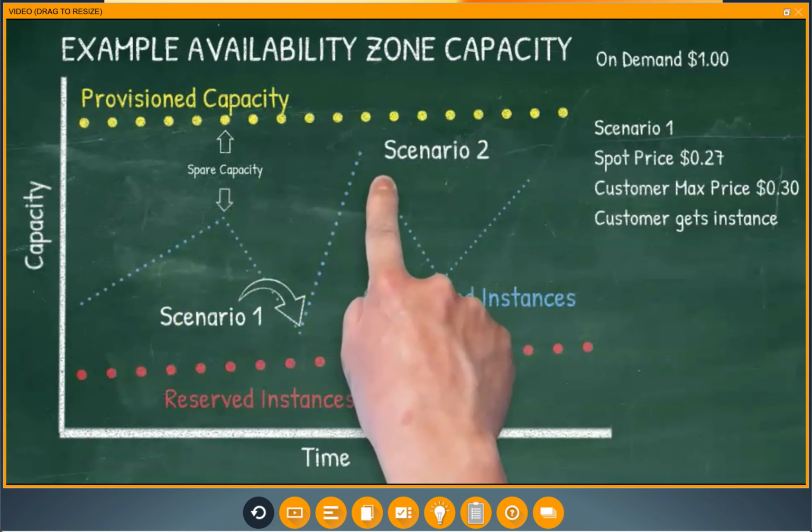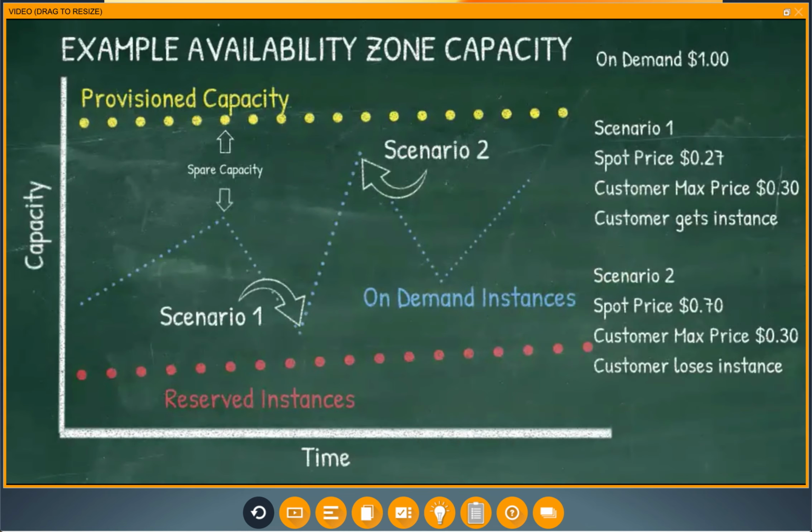In scenario 2, there is less spare capacity available, so the spot price is raised to 70 cents. The spot price now exceeds the customer's max price of 30 cents. The customer is given a 2-minute warning via CloudWatch events and instance EC2 metadata URL. After 2 minutes, the instance is terminated, stopped, or hibernated, depending on the configuration the customer has set.